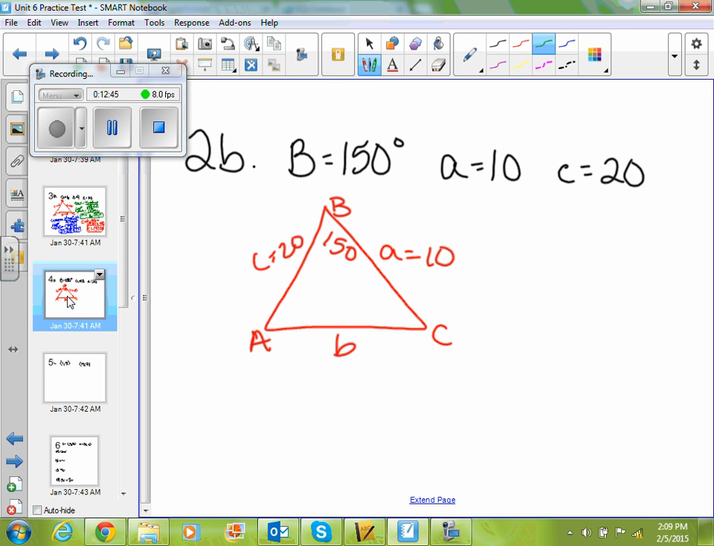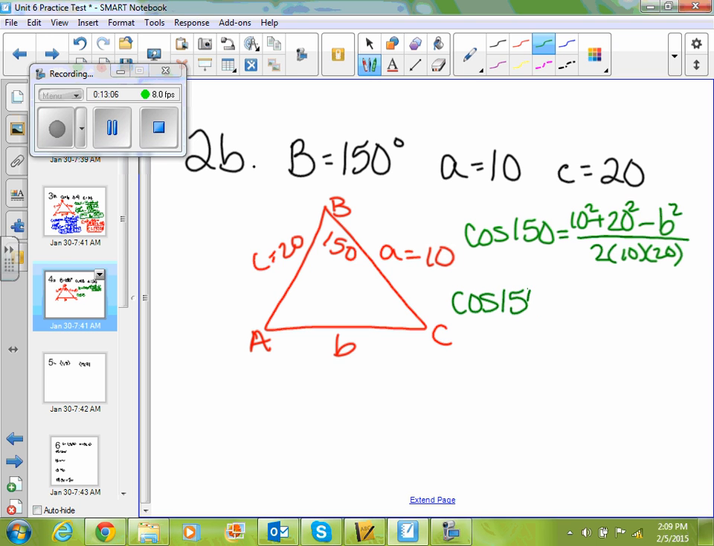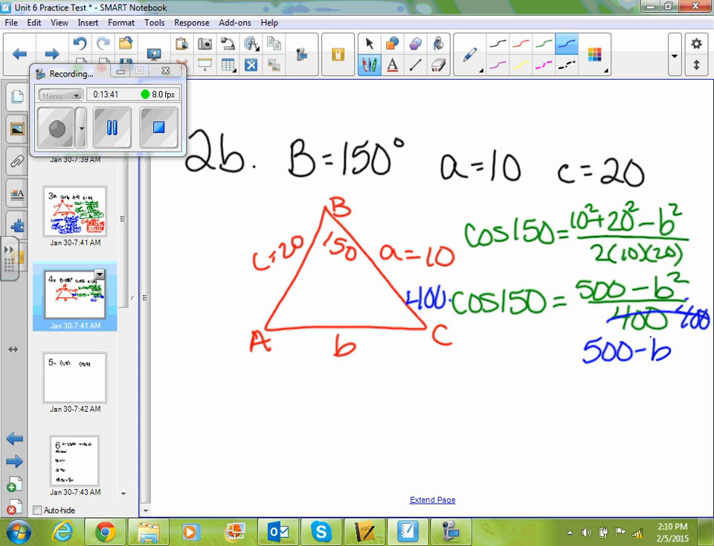Alright, so I'm going to find side B first. So cosine of 150 equals A squared, which is 10, plus C squared, which is 20, minus B squared all over 2 times A times C. Well, 10 squared plus 20 squared is 500, minus B squared all over 400. 2 times 10 times 20 is 400. Okay, so if I multiply by 400, those cancel and I get 500 minus B squared equals 400 cosine of 150.